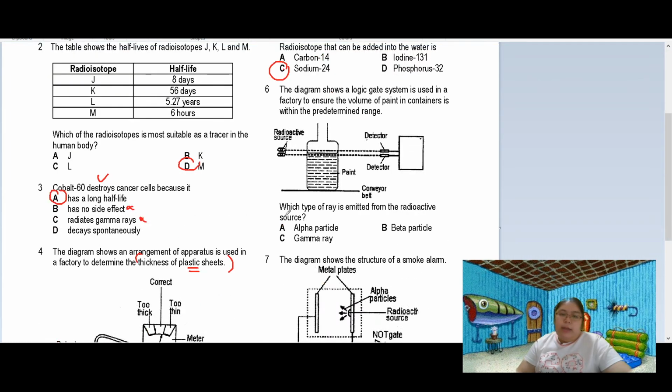Okay, number 6 is the volume of the paint in the container. You want to detect it. Which of the rays emitted from the radiation do we use? Paint, normally is what? Using paint, we cannot use alpha, because alpha cannot pass through. Gamma is too strong, it goes straight over, so we cannot check. So we just use the beta particles.